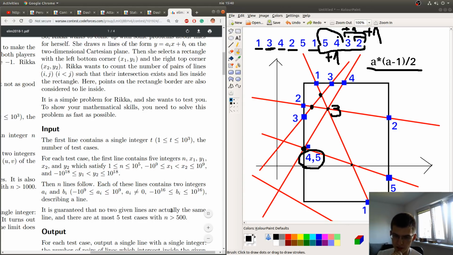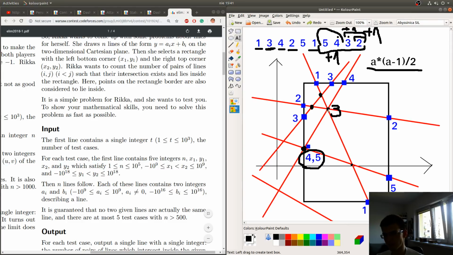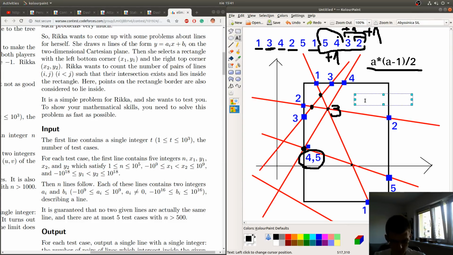Okay, and the last issue in this problem is that coordinates are huge. And we can't do everything on integers. When we count these places of intersections, for example, let's say here, we have some line that has the formula y equals a times x plus b, something like this.